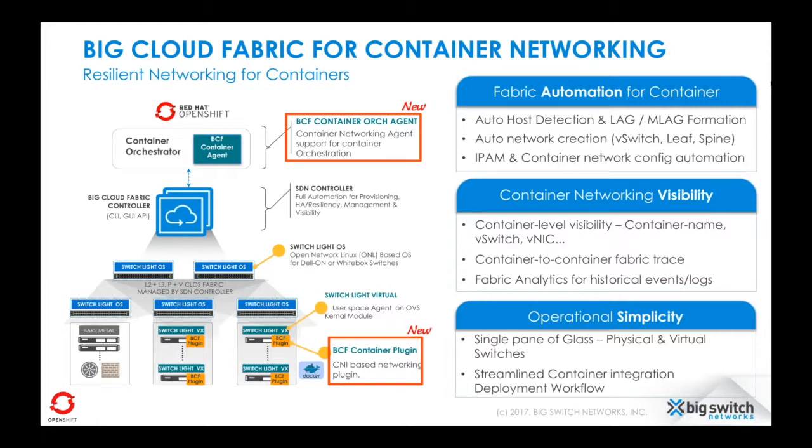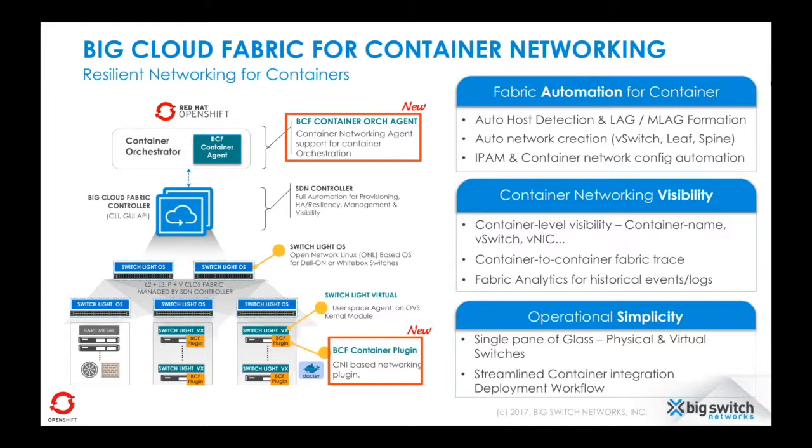The container network automation happens with an agent that runs on the controller and a CNI-based container plugin that runs on the host. So when a container is spawned, the networking for it is automatically taken care of across both the virtual and physical switches. Now, as we talked about earlier, given the dynamic nature of container deployments, this dramatic simplification of network operations is very essential.